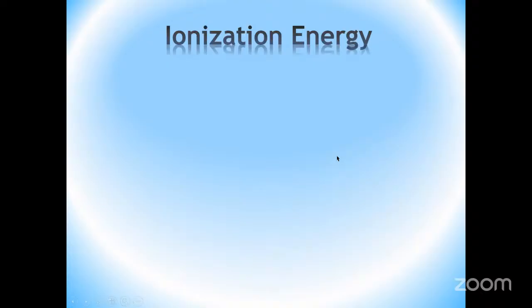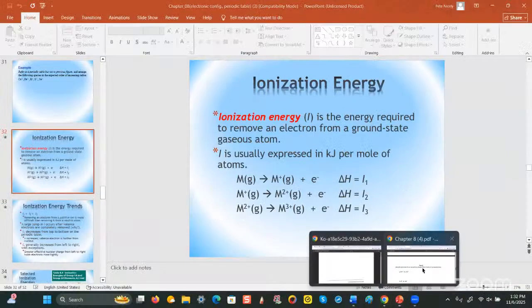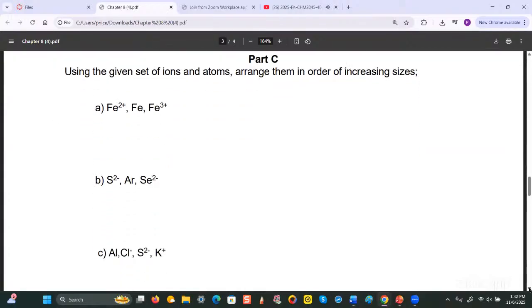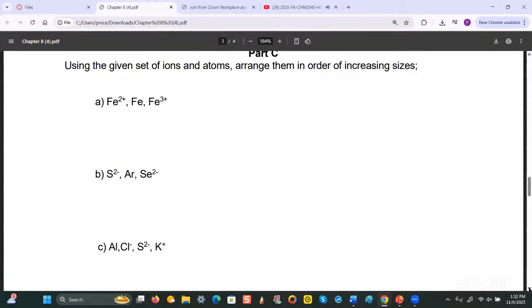So let's go back to the assignment. And in part C, they're basically asking the same thing as we just did. All right. Okay, so let's look at A. Again, you have to order them in terms of increasing size. So of these three, Fe2+, Fe or Fe3+, which would be the smallest? Which one would you expect to be the smallest?